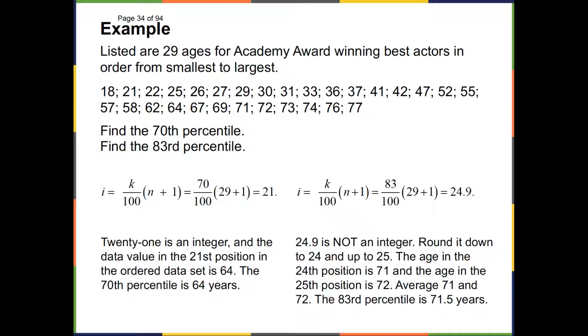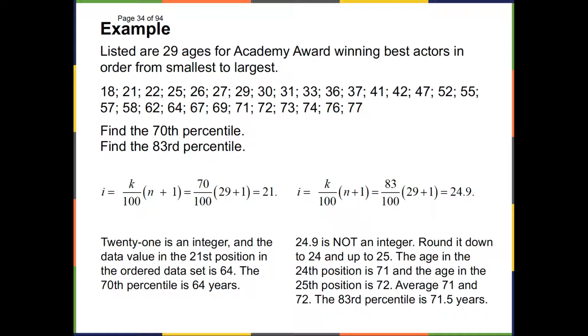So let's say I have all these Academy Award winners. And this is the data, and it's organized from smallest to largest. That would be a necessary step in this. So from 18 years of age to 77 years of age. And I want to do two things. I want to find the 70th percentile and the 83rd percentile. Like, what is the age that's in the 70th percentile? What is the age that's in the 83rd percentile?